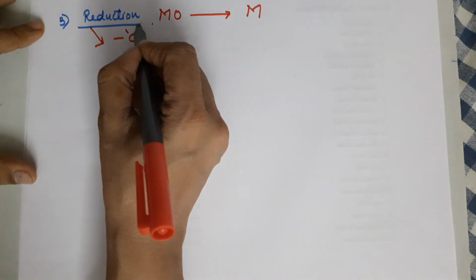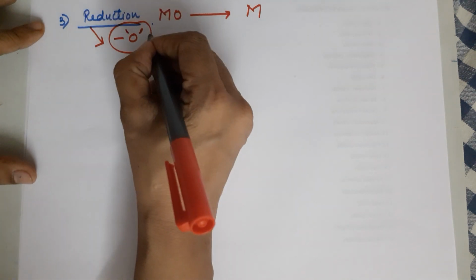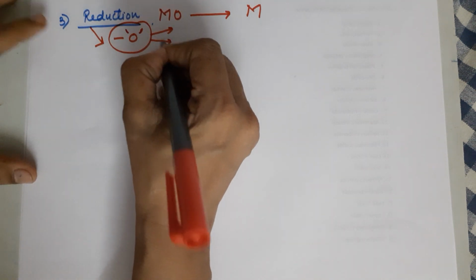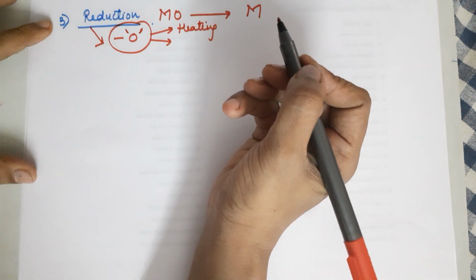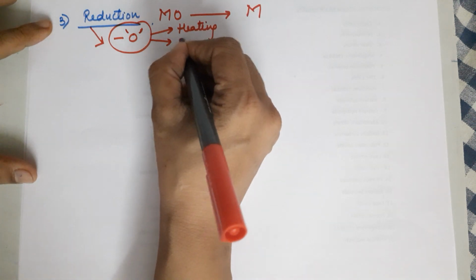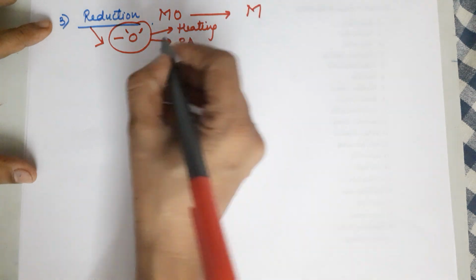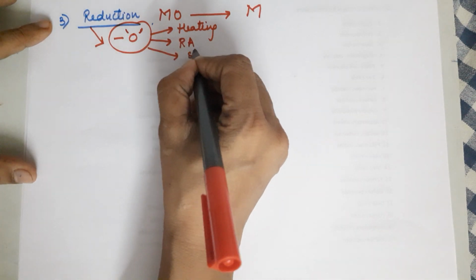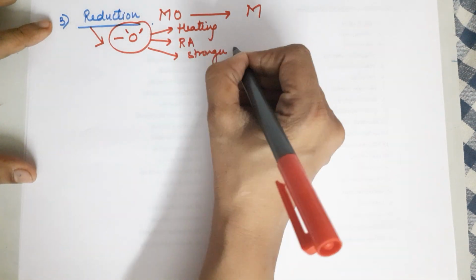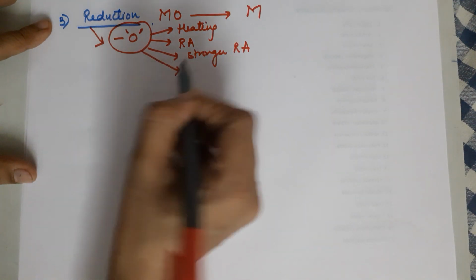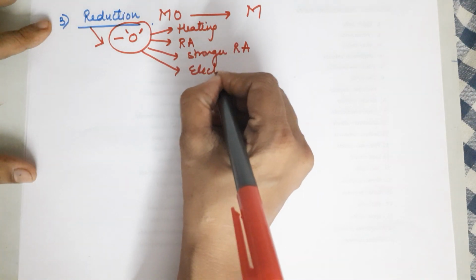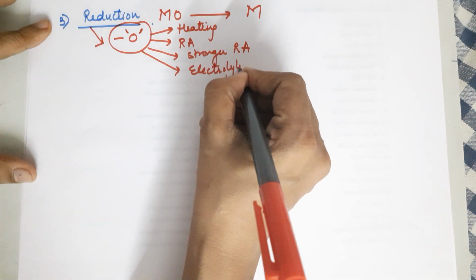Now the first method to remove oxygen, we will be using methods like, one is only heating and the oxygen gets removed. The second is a reducing agent. The third is a stronger reducing agent. And if nothing works, then we will use the electrolytic reduction.